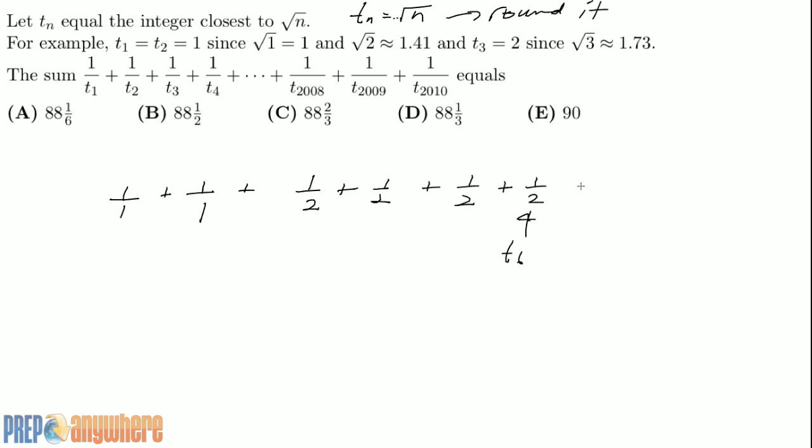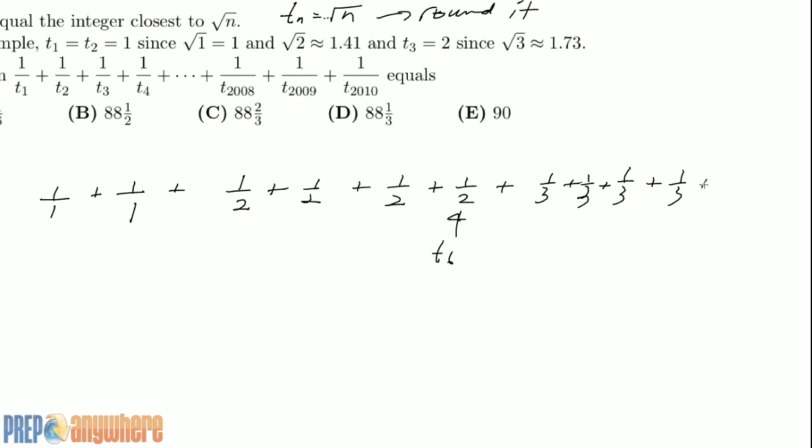Okay, and then the next one is going to be 1 over 3, 1 over 3, 1 over 3, 1 over 3. Now I remember, I'm writing this because I remember the pattern, and the pattern is this. You have to write it so that the sum is always exactly 2.